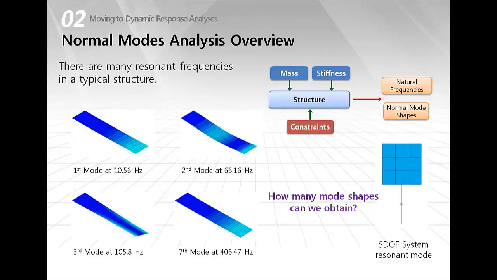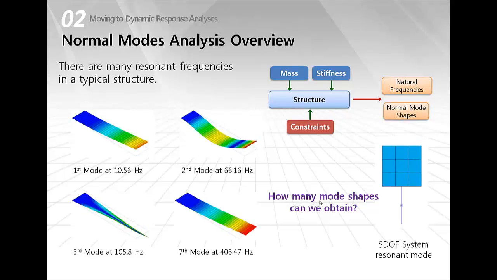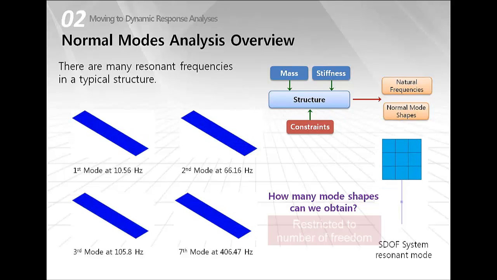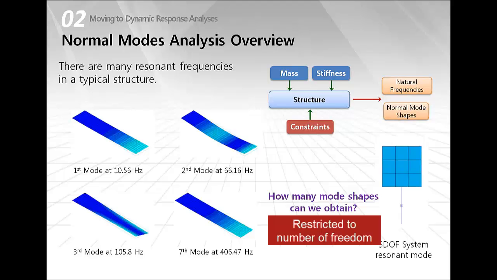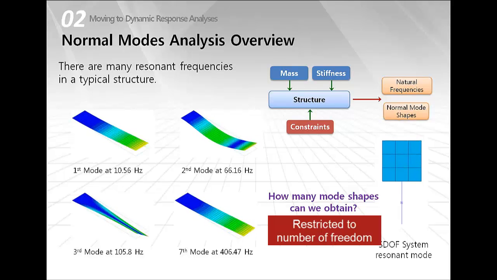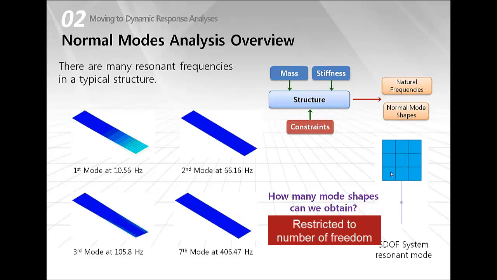Okay, but how many mode shapes can we obtain? Skipping the FEA theory, theoretically there is no limit on this number, but in FEA this number is restricted to the number of degrees of freedom. So for example, for a single degree of freedom system, this number will be restricted to 1.